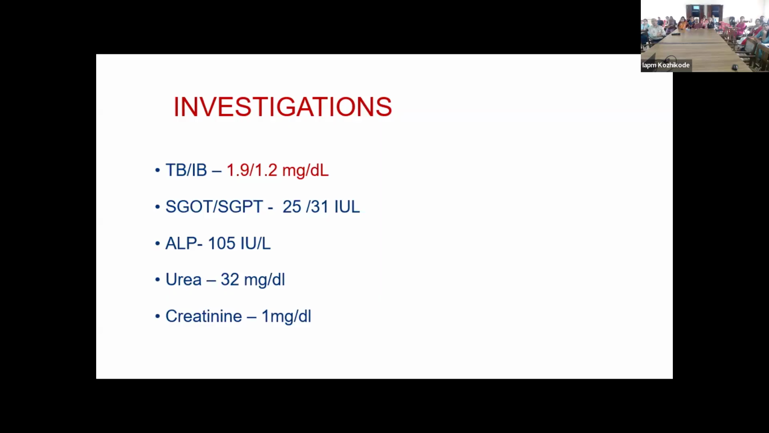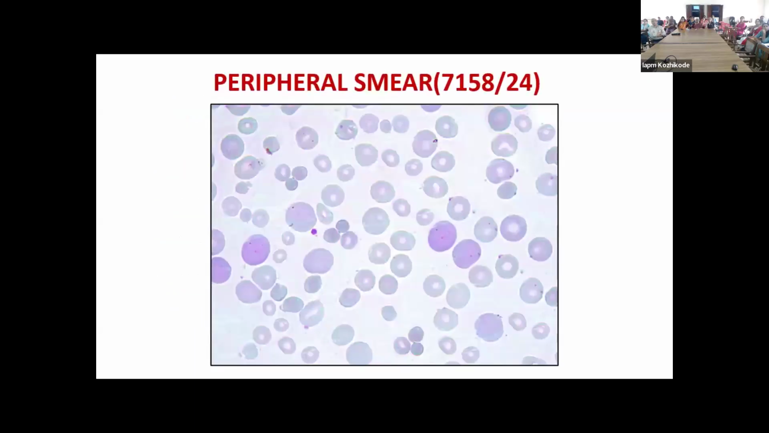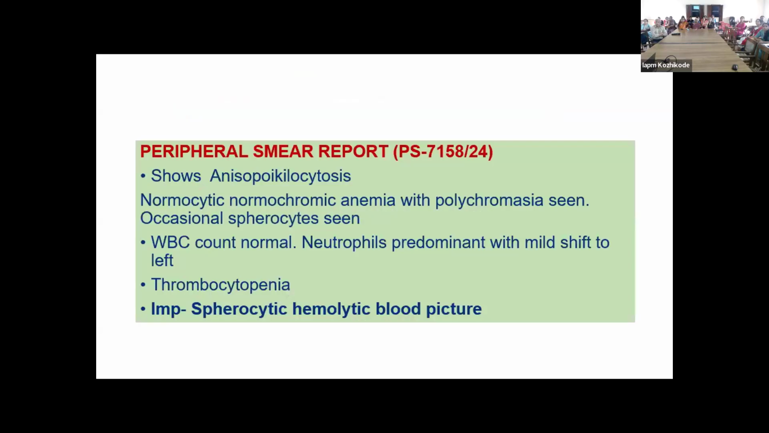Peripheral smear of the patient was sent. Peripheral smear shows anisopoikilocytosis. RBCs were normocytic normochromic with marked polychromasia, and occasional spirocytes were seen. WBC count was normal and shows thrombocytopenia. So the final peripheral smear report was given as spirocytic hemolytic blood picture. Following the peripheral smear report, the patient was further evaluated for hemolysis.